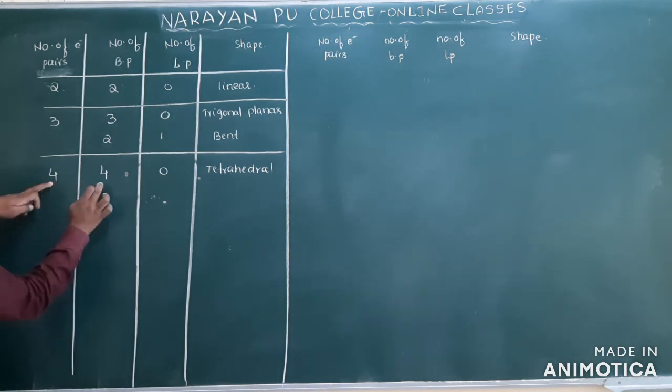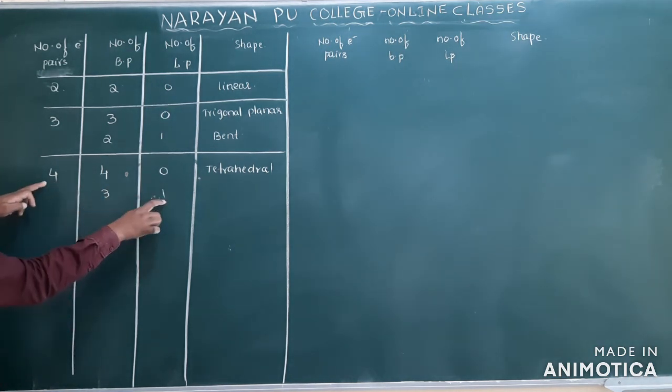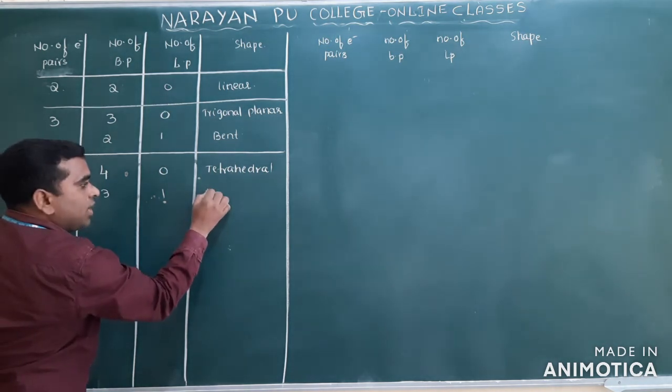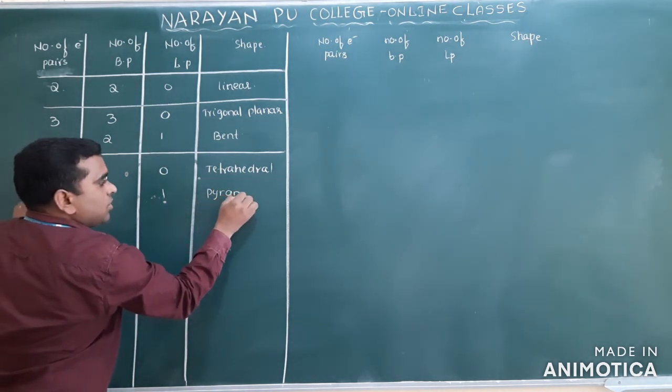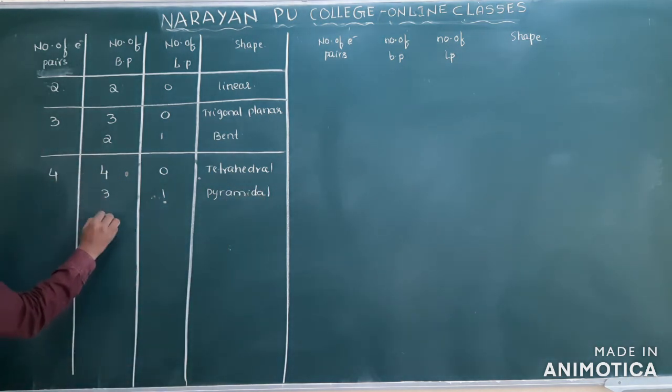And another chance here. Total 3 plus 1, 4. 3 bond pairs and 1 lone pair. What is the shape of the molecule? Pyramidal shape. What is the shape of the molecule? Pyramidal shape.